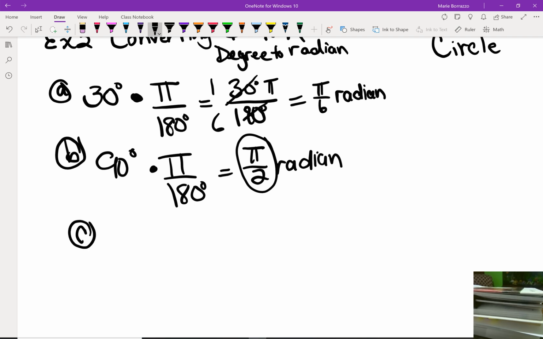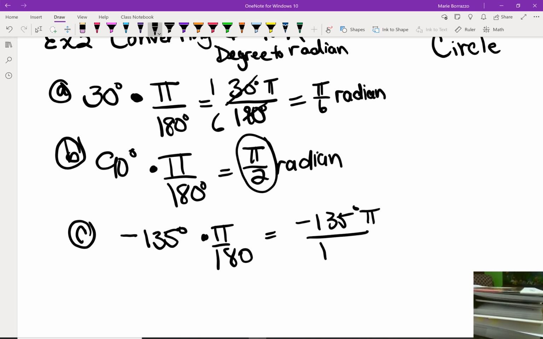In part C, they're giving us negative 135 degrees. Remember, I stated that if you go counterclockwise, you're basically graphing positive, and clockwise is negative. Same thing, times pi over 180. You end up with negative 135 pi over 180, which reduces, and remember this is radian, to negative 3 over 4 pi radian. So that should be fairly easy for you to comprehend.